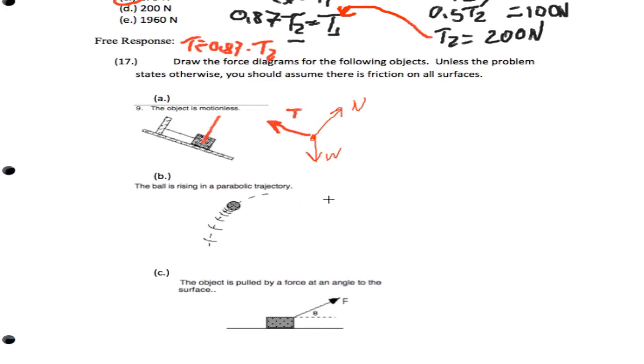For here, we have a ball moving in a parabolic trajectory, so basically the only force on it is the downward force of gravity. In this one, pretty straightforward. We've got the applied force that's given. We have a normal force. We have the weight. Don't forget the friction force going backwards, and I'm okay if you just call it plain old F. So that's number 17.